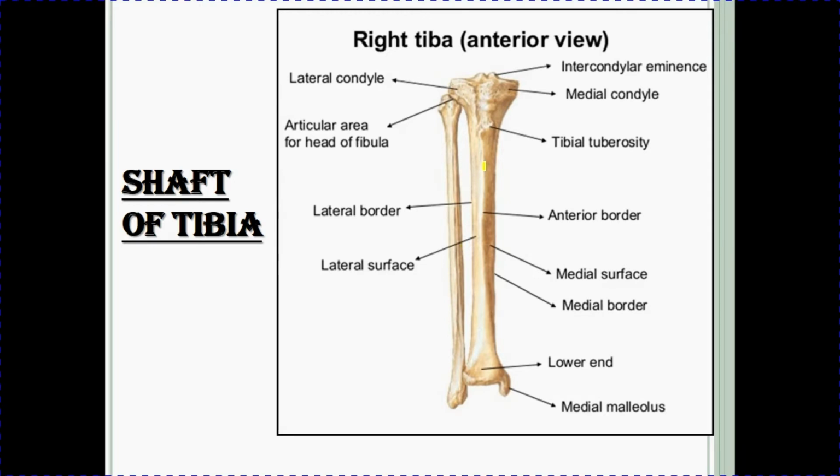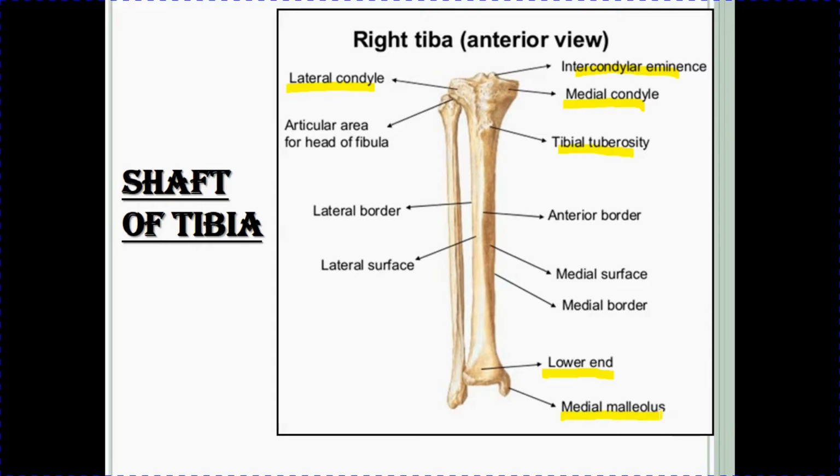This is an anterior view of the tibia, in which you can see that the upper end of the tibia has a prominent eminence which is called the lateral condyle. It has an eminence on the medial side called the medial condyle. It has the intercondylar eminence. The tibia has a tibial tuberosity. This is the shaft of the tibia, and this is the lower end of the tibia. The lower end of tibia has an important characteristic feature which is called the medial malleolus.